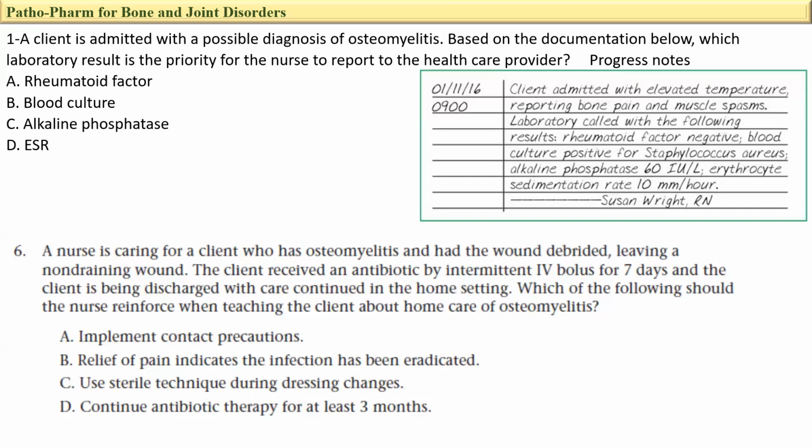Pain relief can occur prior to the entire infection being eradicated. This should not be used as an indicator of a cure.